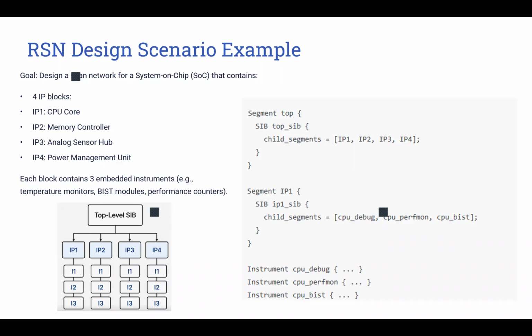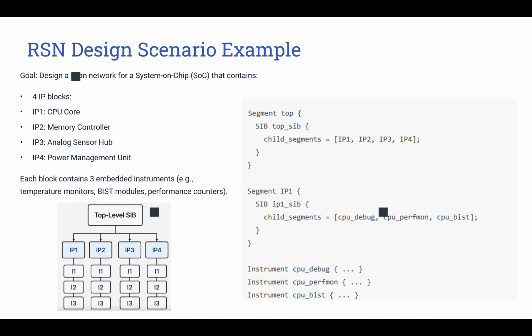The top level SIB connects to the 4 branches, 1 for each block. Each IP block has its own local SIB to control access to the 3 instruments within that IP block. So this structure allows us to open just the IP block that we want, and then go deeper and reach the specific instrument inside it, the one that we target.